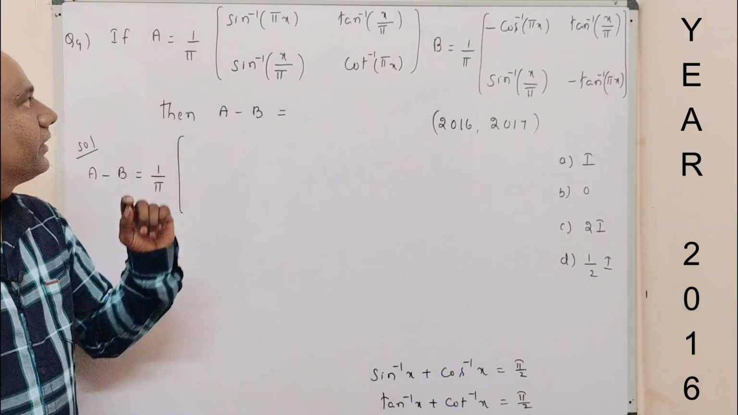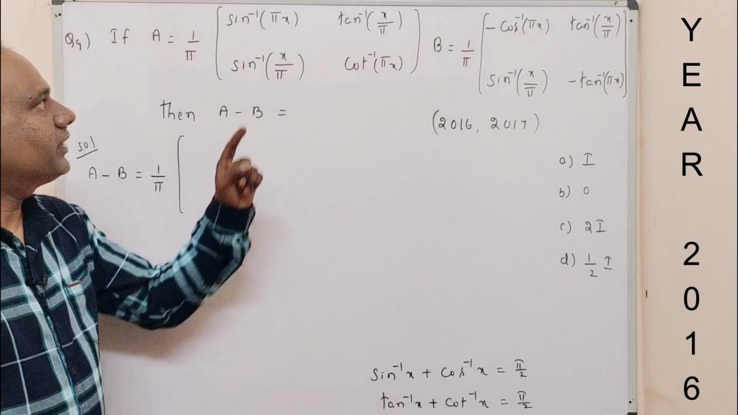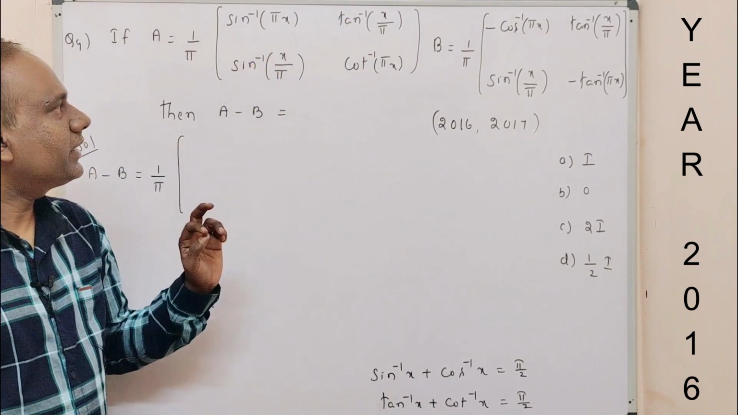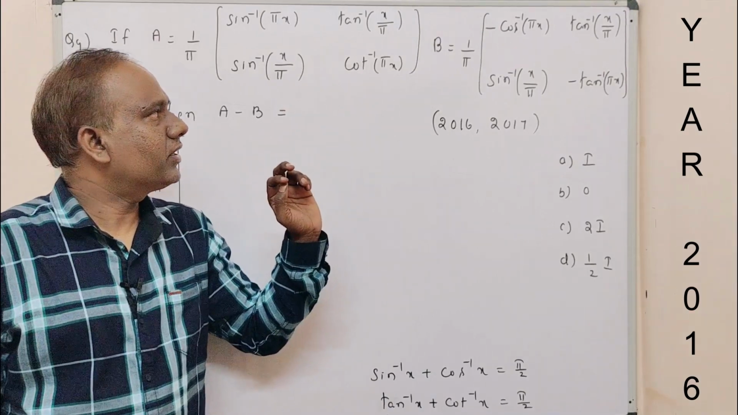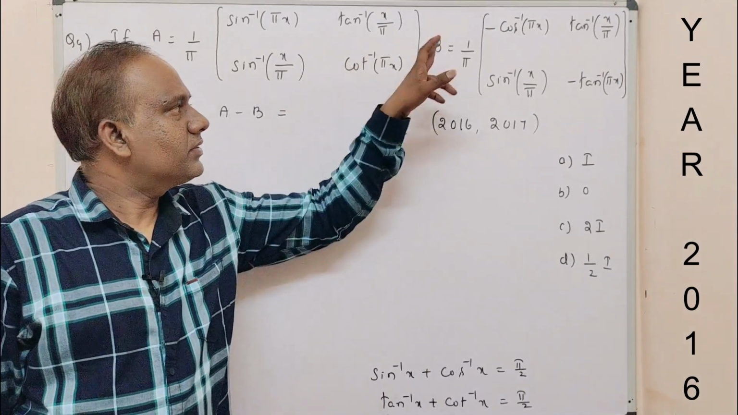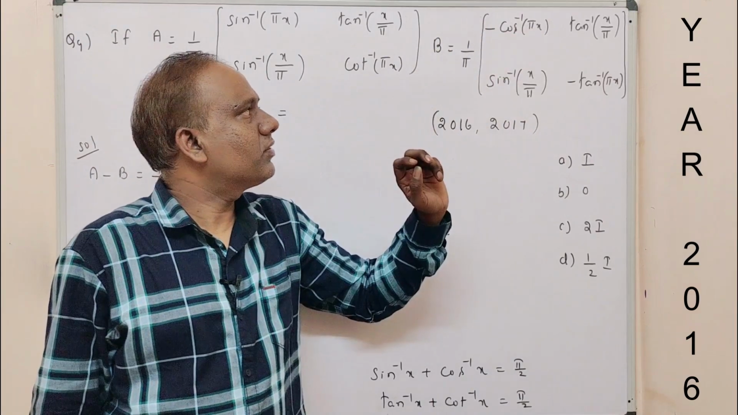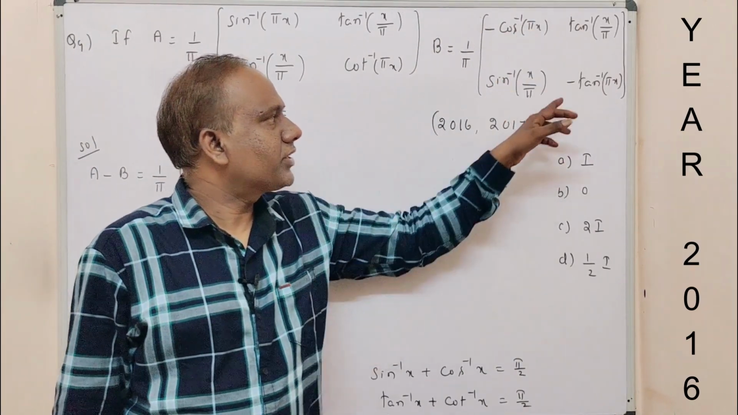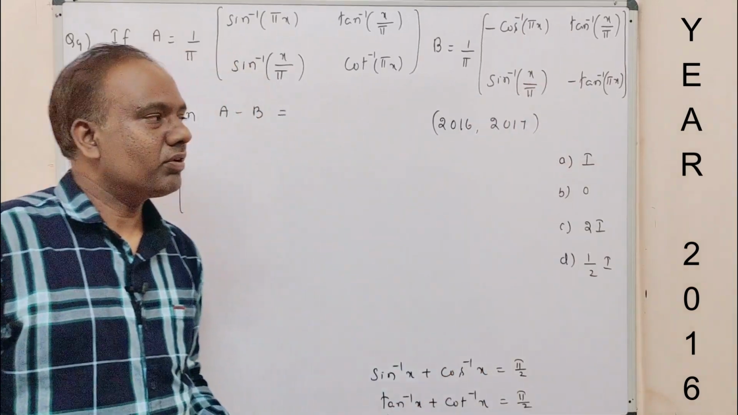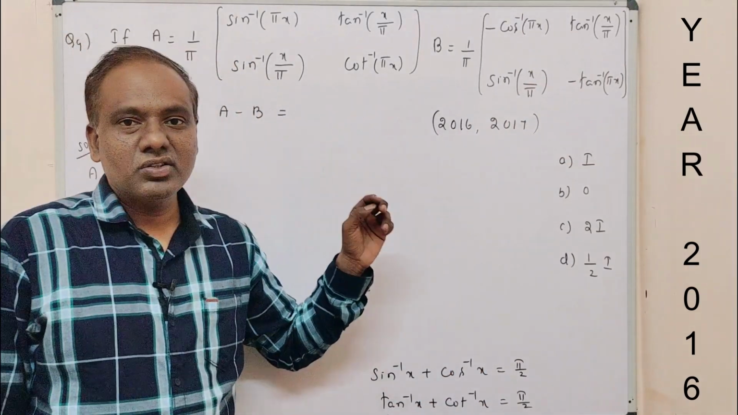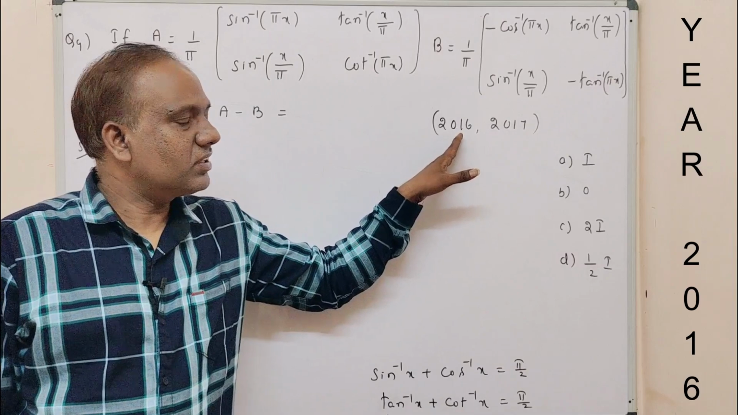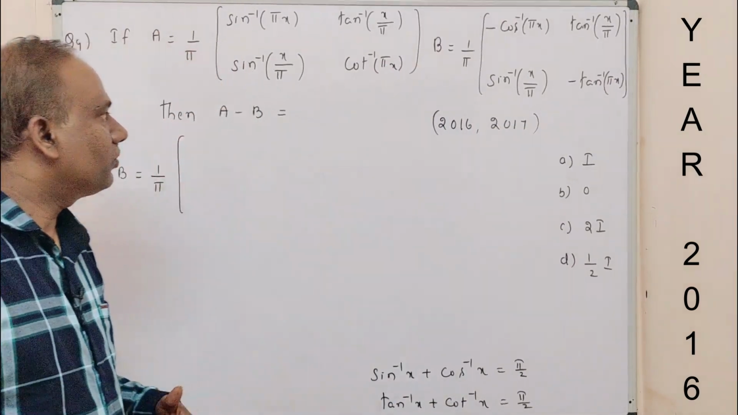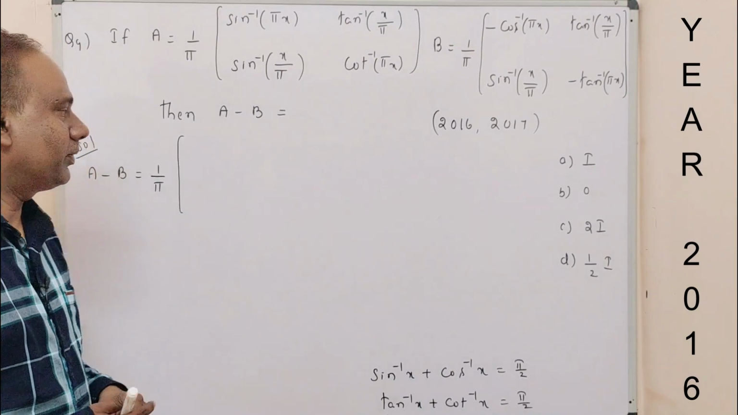The question is, if A is equal to 1 by pi into [sine inverse of pi x, tan inverse of x by pi; sine inverse of x by pi, cot inverse of pi x], and B is equal to 1 by pi [minus cos inverse of pi x, tan inverse of x by pi; sine inverse of x by pi, minus tan inverse of pi x]. Actually, this question was given in 2016 and 2017 also. So here they asked A minus B.